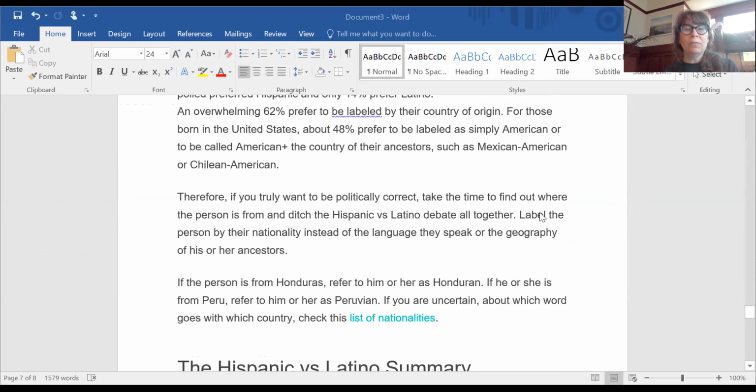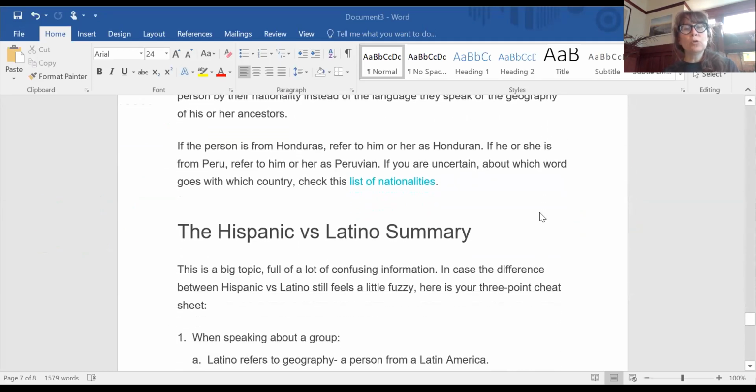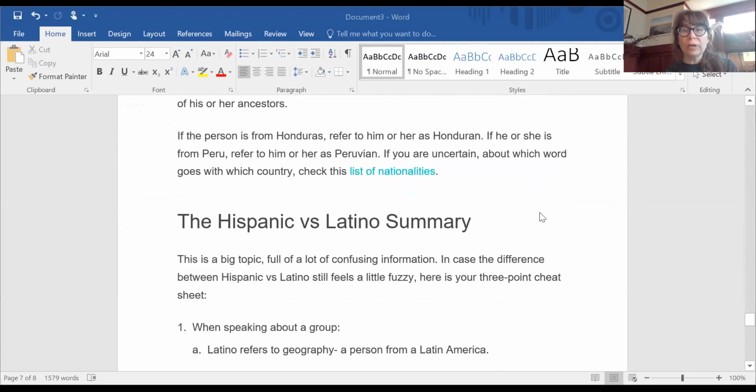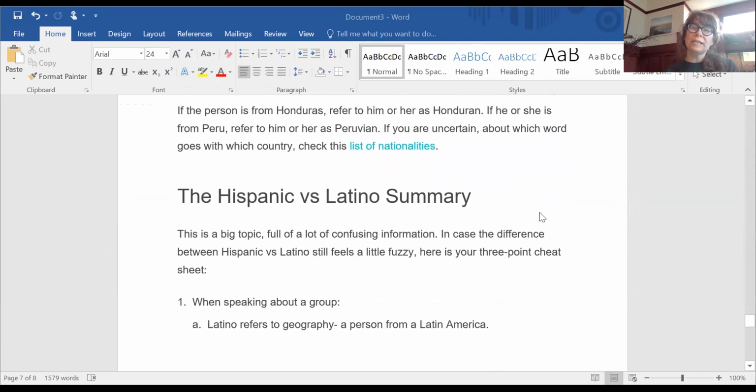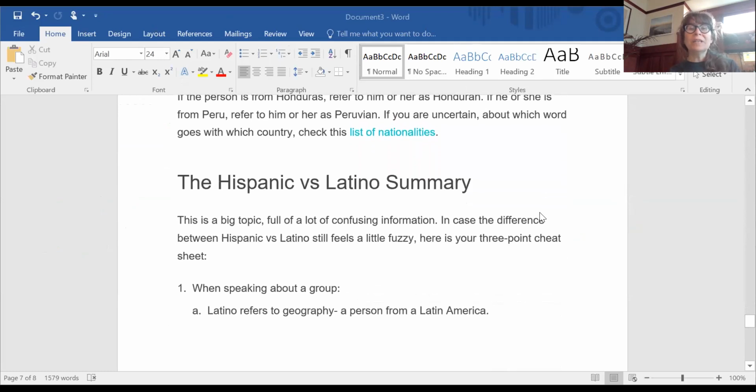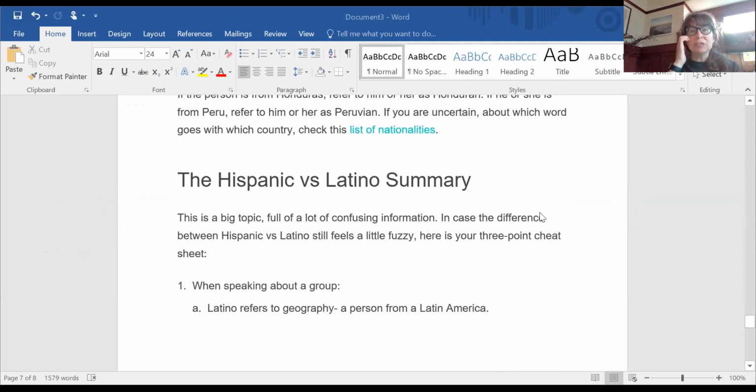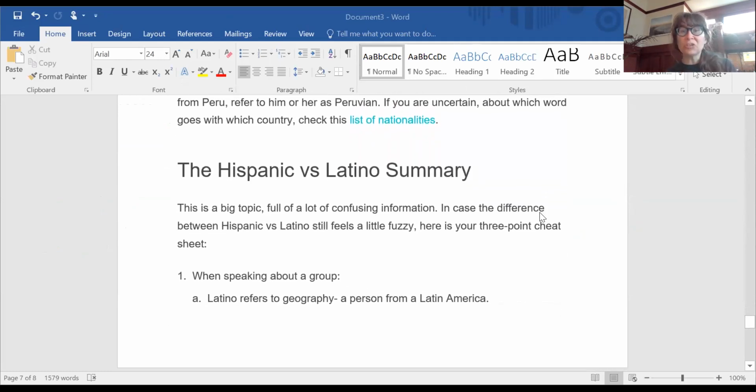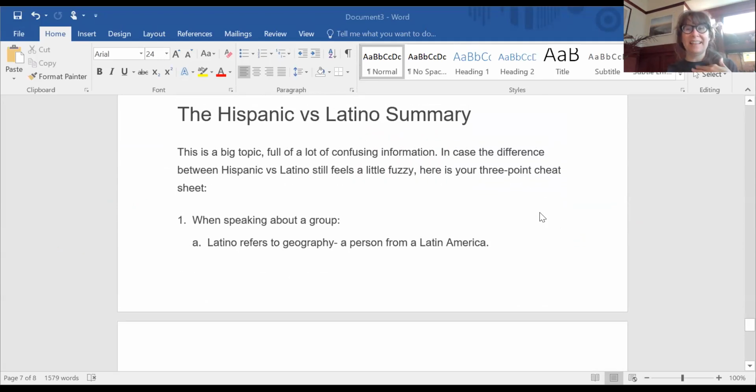And move down. So if a person's from Honduras, refer to him or her as Honduran. If he or she is from Peru, refer to him or her as Peruvian. If you are uncertain about which word goes with the country, you can check out a list of nationalities or ask them. I just said that. That's not in the article. But asking people is probably the best way to find out what they want to be called.